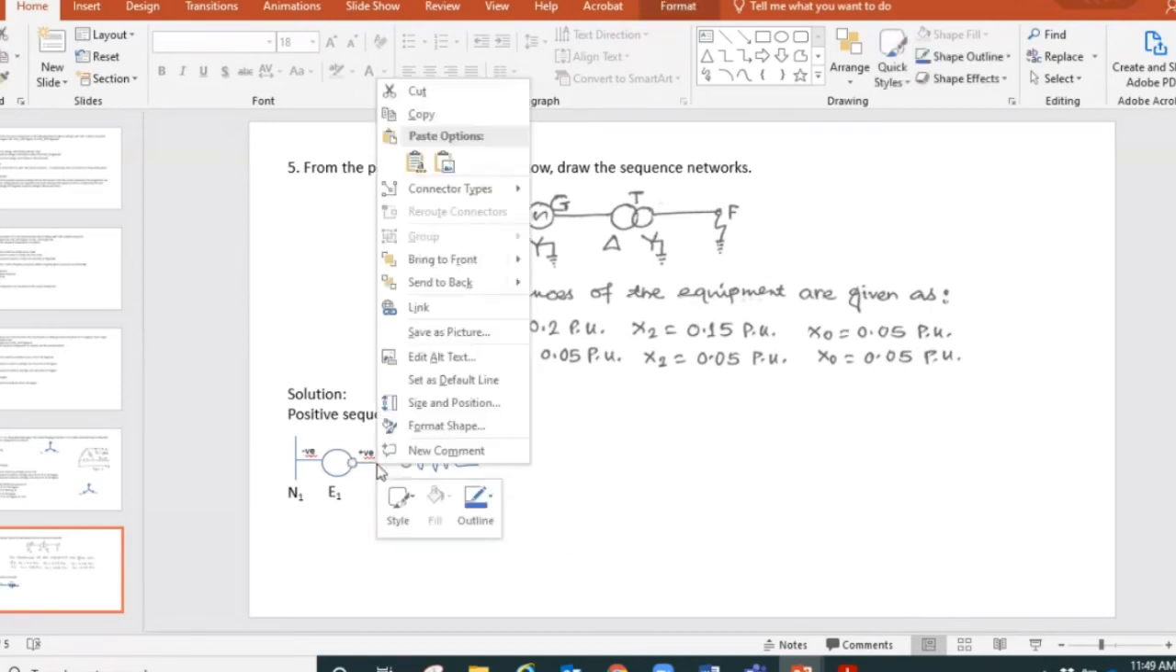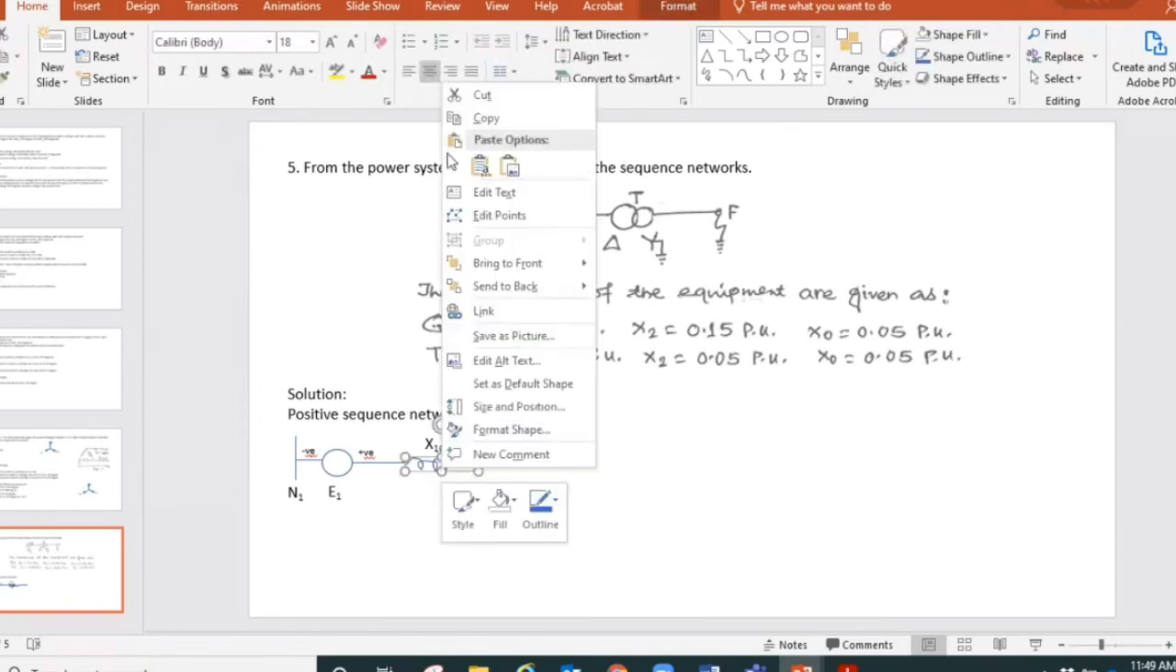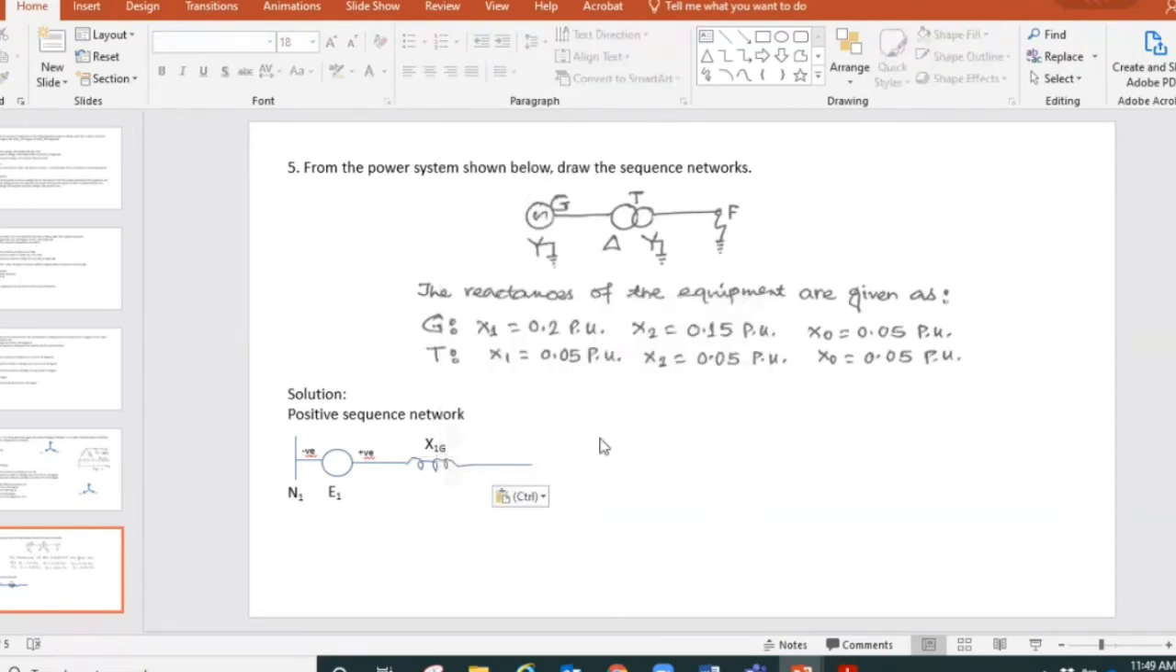After that, we need to extend that line. Now we can go to the transformer. The transformer reactance is X1, only the positive sequence reactance will come into this one. So we can copy this one and paste it here.